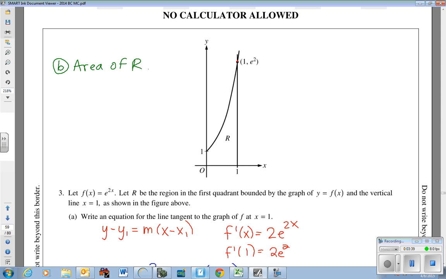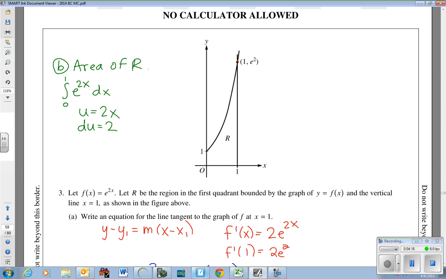The area of R. Now, area is just an integral process. The integral of the equation gives us the area. So I'll need to integrate from 0 to 1, e to the 2x dx. Nothing fancy about this one. A lot of times on these problems you will get an area part, which is just an integral. Sometimes it's top function minus bottom function. Sometimes there's only one function, like in this case. So if you recall, we're going to do an e to the u integral.